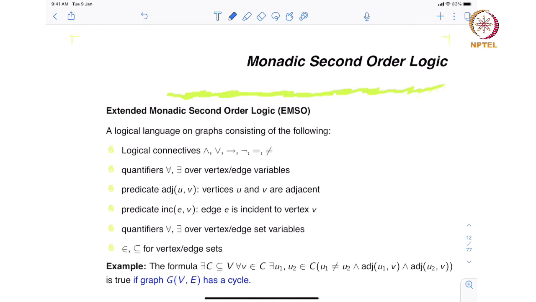So, what are we saying? Look, C is a subset of V. For all v in C, there exist two other vertices in C which are not equal to v, and v is adjacent to u1 and u2. So, basically I look at v and say, look, for every vertex I can find two other vertices to which it is a neighbor. That will only happen if a graph G has a cycle. So, for example, this.